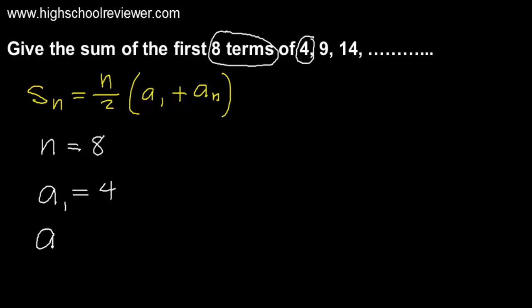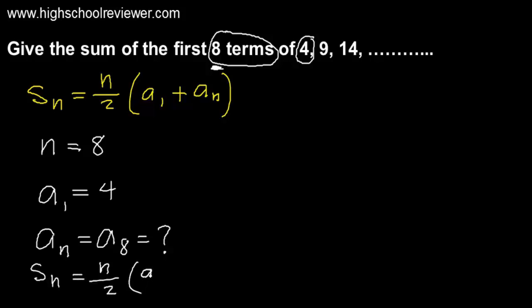And for a sub n, this is our last term. Since we have 8 terms, our a sub n will be a sub 8. But we do not know the value of the last term. Okay, so using this equation, we can rewrite it as s sub n is equal to n all over 2 multiplied by a sub 1 plus a sub n. Or let's change the n here, since we know that this is a sub 8 already.